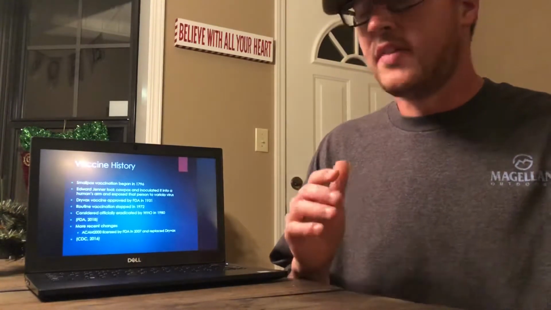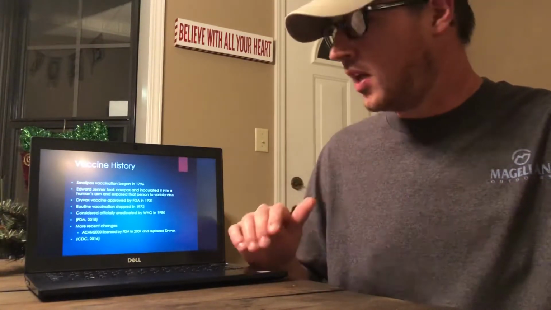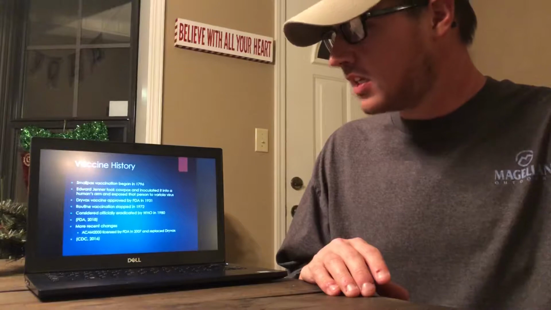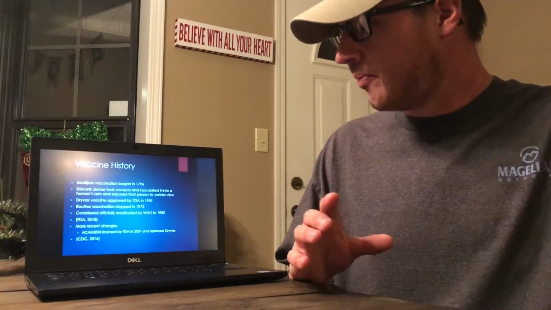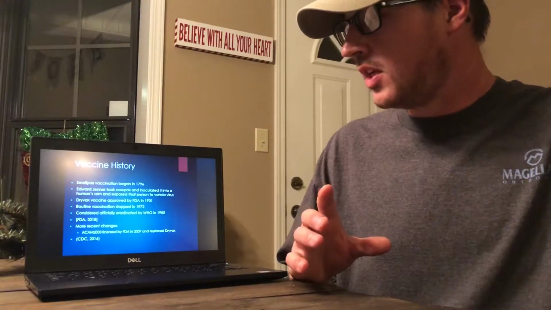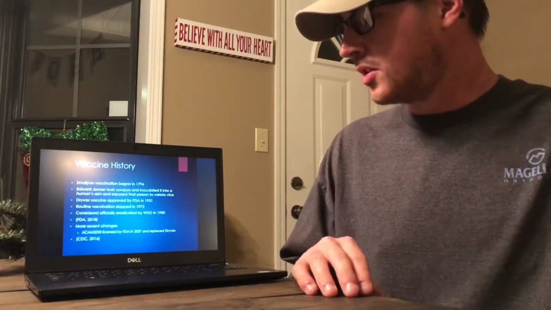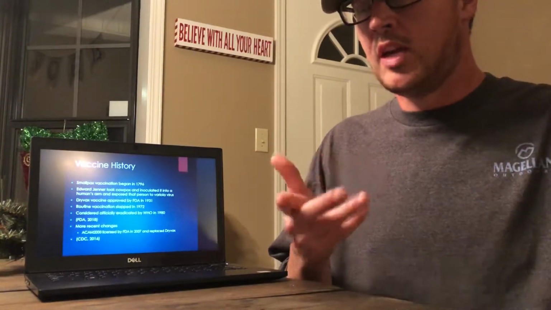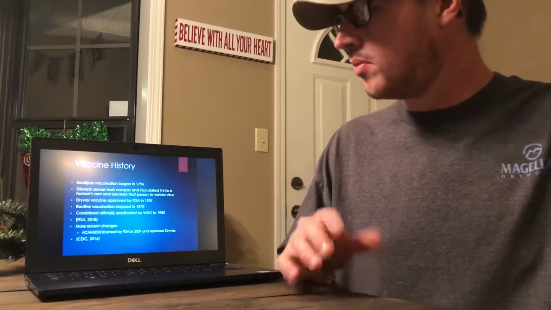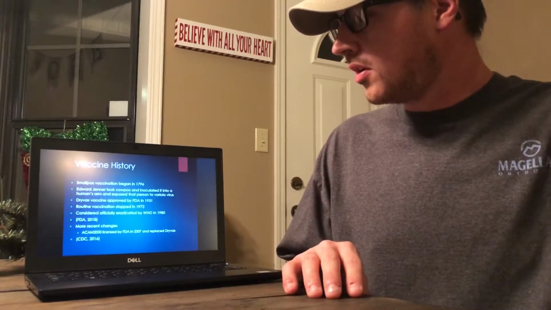A little history behind the vaccine for smallpox. The vaccination process for smallpox actually began way back in 1796. A scientist named Edward Jenner took cowpox and inoculated it into a human's arm, and then exposed that person to the variola virus that causes smallpox. And that person did not become infected with smallpox. So I know it worked.